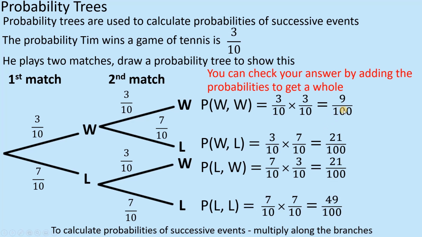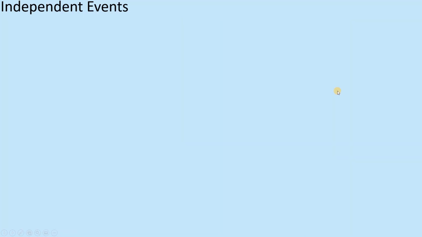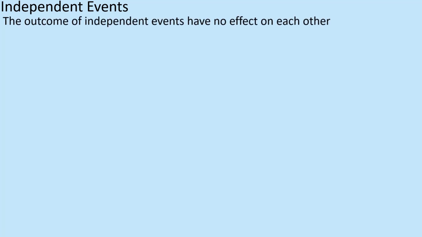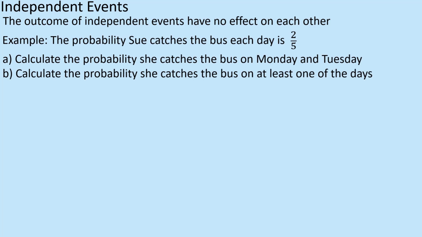So you can check your answers by adding up the probabilities to get a whole. Okay, so independent events: the outcome of events shows no effect on each other, is the terminology. So the probability Sue catches the bus each day is 2/5. I mentioned it in the previous one.